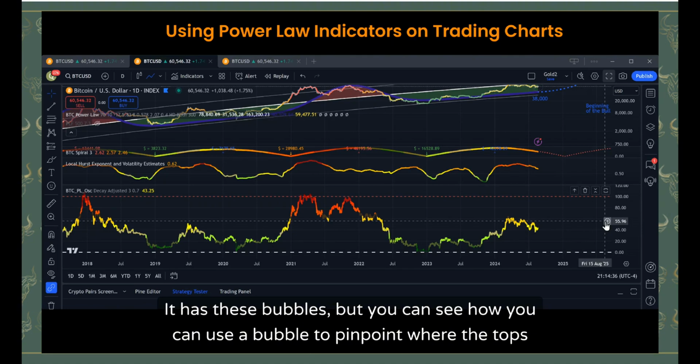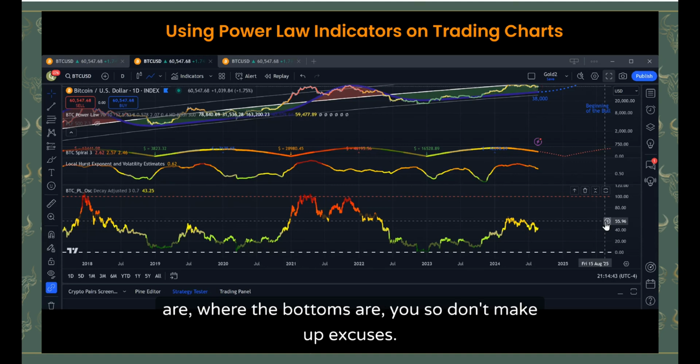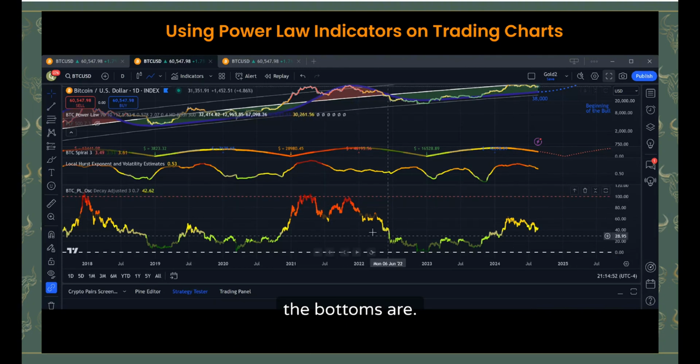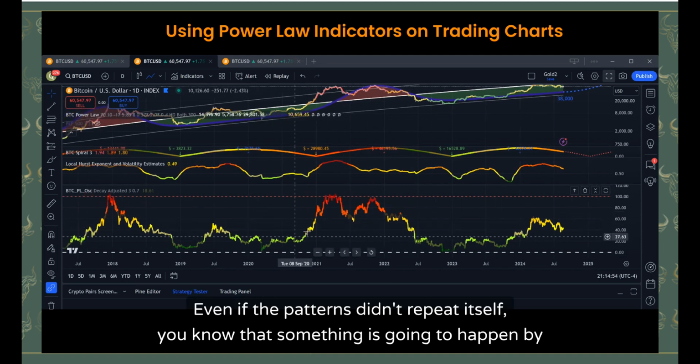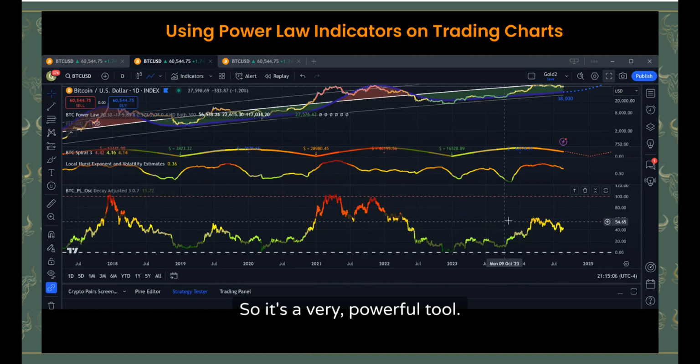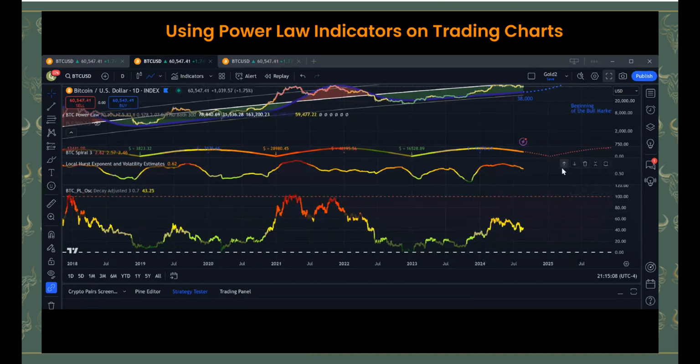It has these bubbles. But you can see how you can use the power law to pinpoint where the tops are and where the bottoms are, so don't make up excuses. It's actually the best tool that we have to know exactly where the tops and the bottoms are. Even if the patterns didn't repeat themselves, you know that something is going to happen by the time you reach these levels, where the price is unsustainable and there will be a correction. So it's a very, very powerful tool.